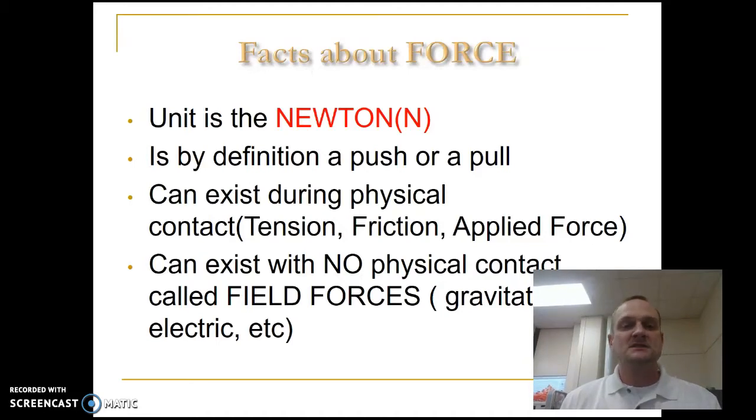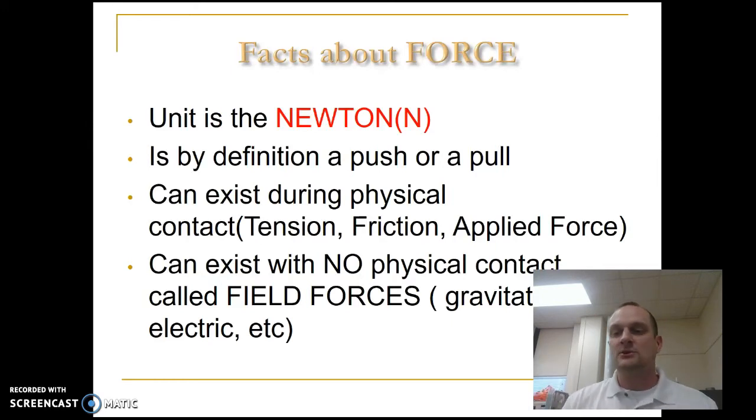Now we can define force as being either a push or a pull, and it can exist during physical contact, or it can exist when there is no physical contact. So if I have two objects that are rubbing against each other, there's going to be a frictional force between those two. If I'm pushing on something, I'm applying a force to it. Those things require physical contact.